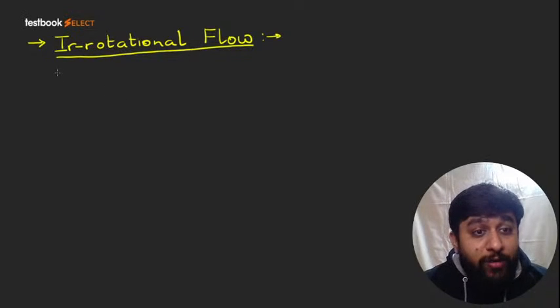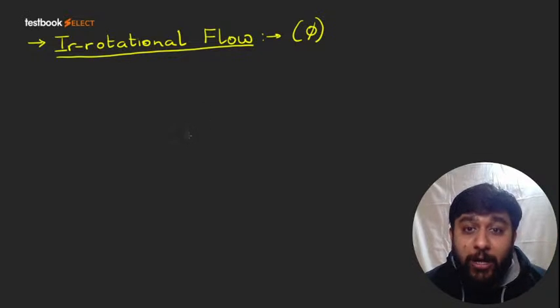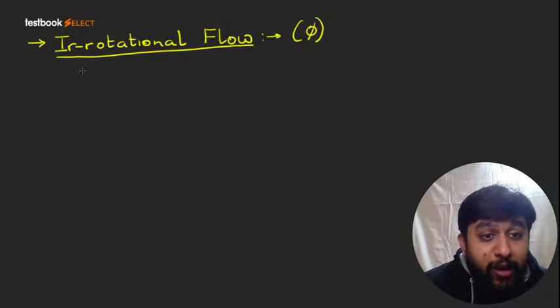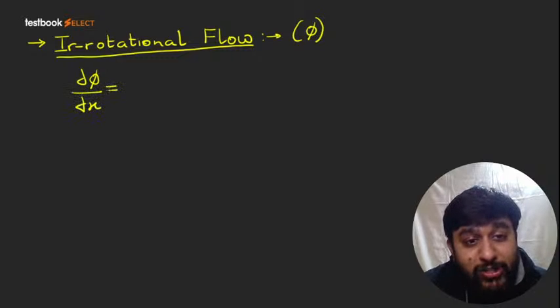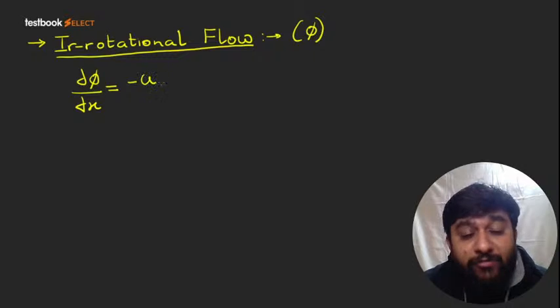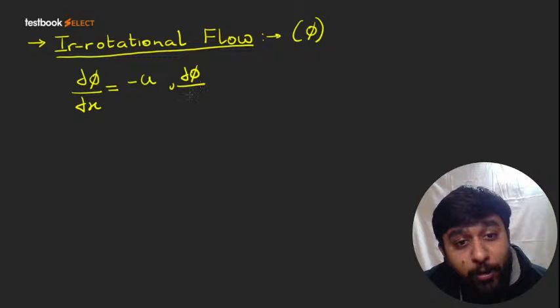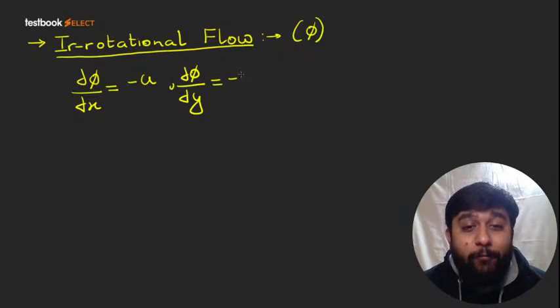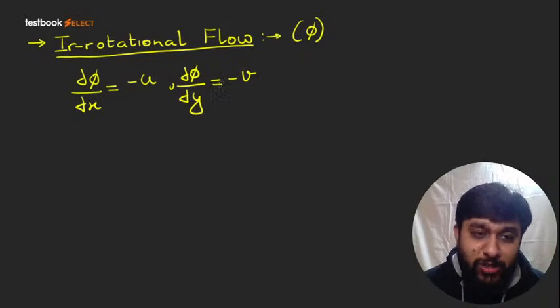Okay? So when we are talking of irrotational flow, there is a function which comes into picture, and it is called the velocity potential function. Now, if we differentiate the velocity potential function with respect to x, we get the negative of the x component of velocity. If we differentiate the velocity potential function with respect to y, we get the negative of the y component of velocity. Okay? So this is the mathematical definition of the function.